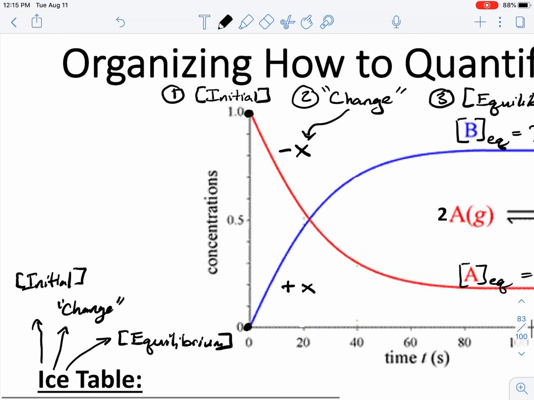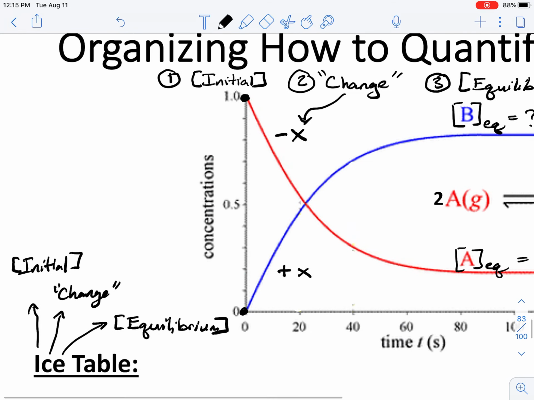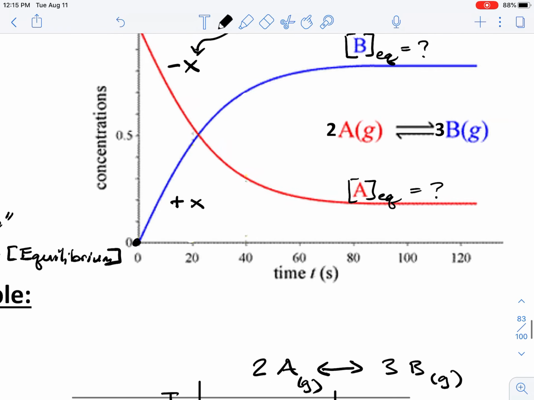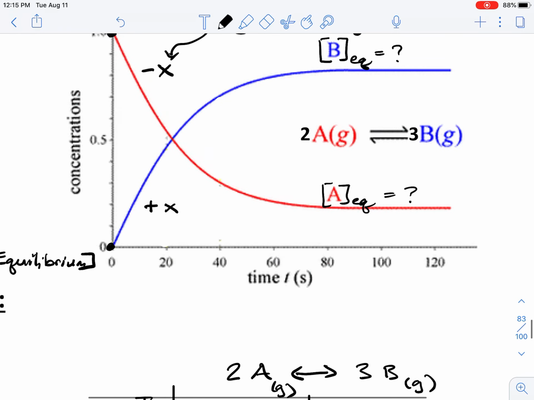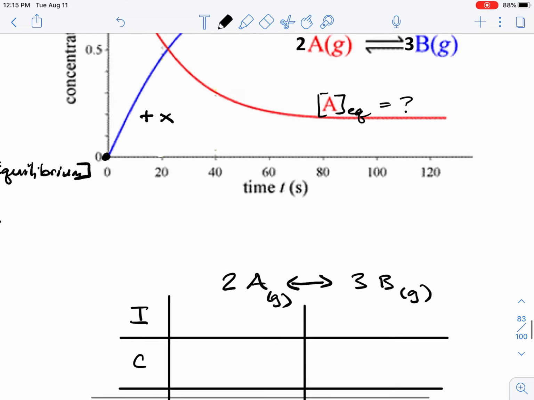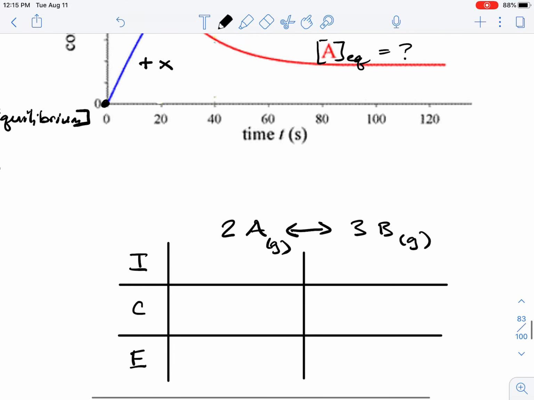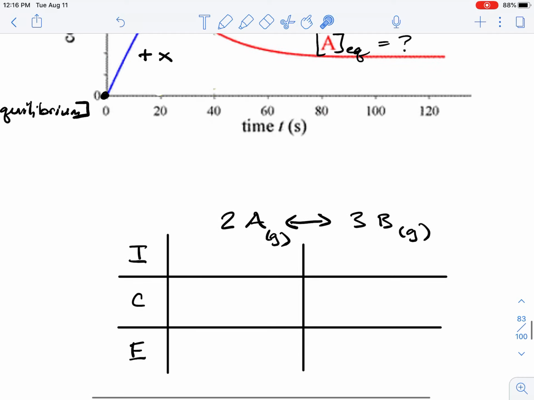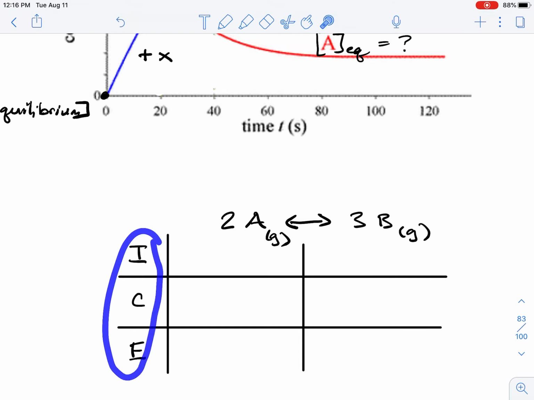And so whenever you guys create an ICE table, I really encourage you to rewrite the chemical equation. And then when you're building the ICE table, you're going to create as many columns as it needs. But in one of those columns, you're just going to put in I, C, and E, which represent the initial concentration, the change, and the equilibrium concentration.